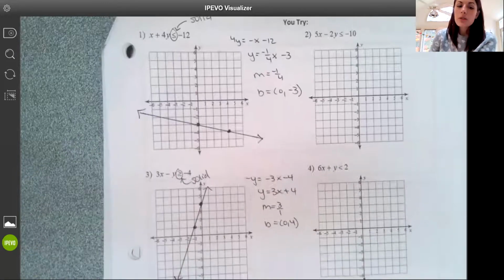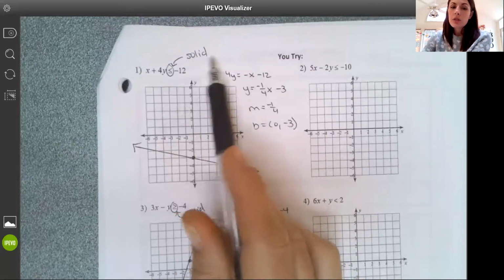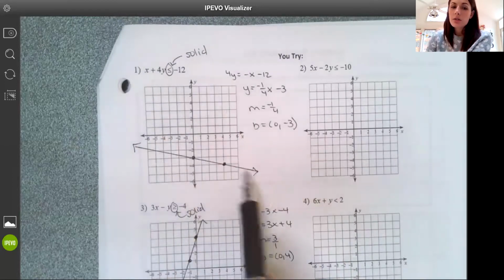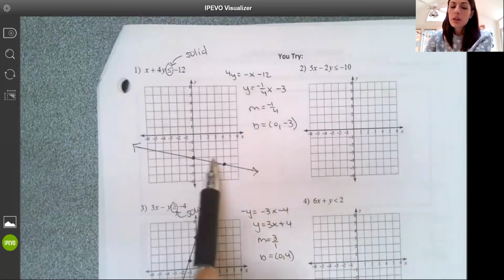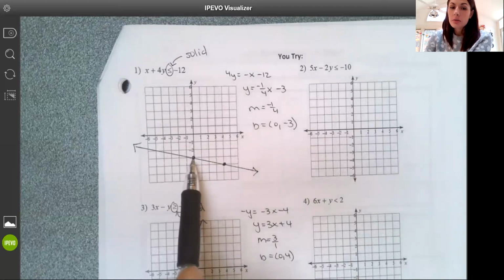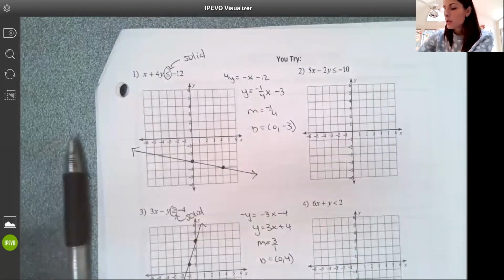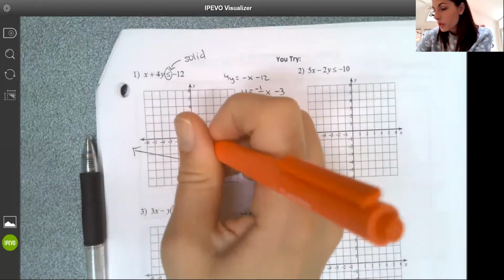Okay, so on the first example, I know I should be graphing a solid line, or that these points are also solutions to the inequality. And rewriting my line, I have a slope of -1/4 and a y-intercept at (0, -3). Okay, now here's (0, 0), right here.